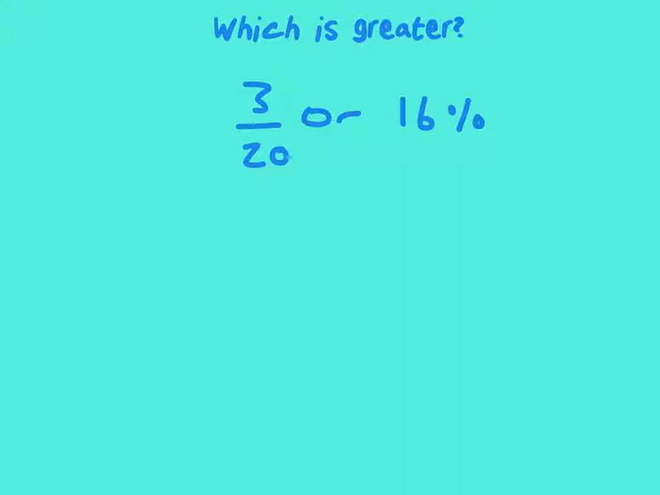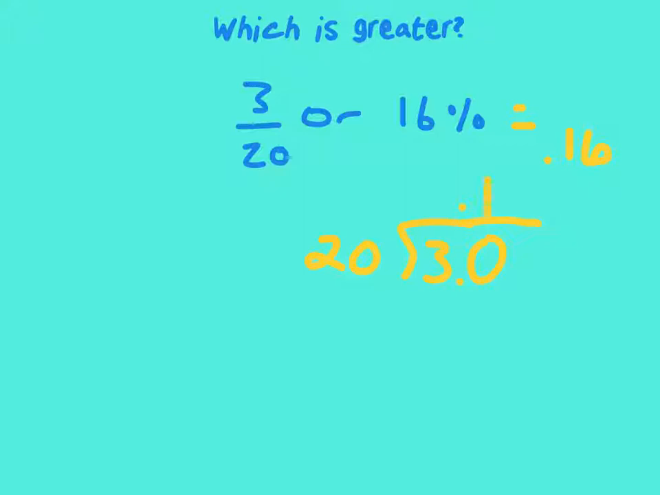We have 16%, and to put that as a decimal, you remember you move your percentage sign two places to the left, so we're going to get 0.16. Now we're going to have to put 3 over 20 as a decimal, and to do that, we do numerator divided by the denominator. Remember? And then we can't do that, so we add a 0 and a decimal point.